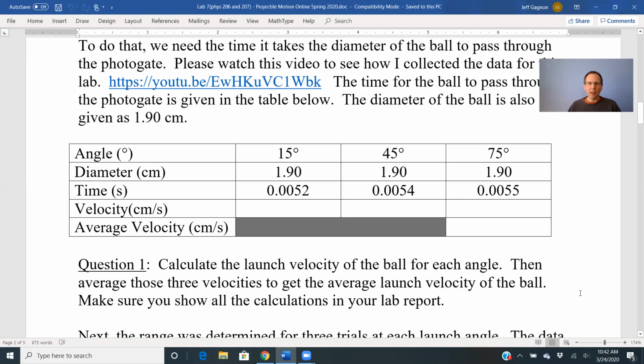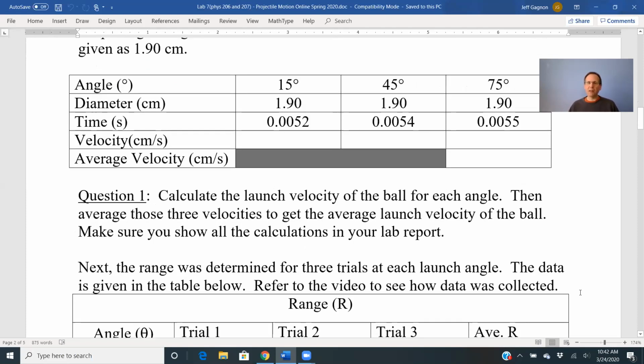So question 1 is simply for you to calculate the launch velocity or launch speed of the ball for each angle. So all you have to do is divide the diameter by the time and get that launch velocity. So do that for all 3 angles here. And then you want to average them. So average those 3 values, and that's going to be your launch velocity of the ball. Make sure you show me all those calculations. So calculate the 3 velocities, average them together, and that's going to be your launch velocity of the ball. We'll assume that that's constant.